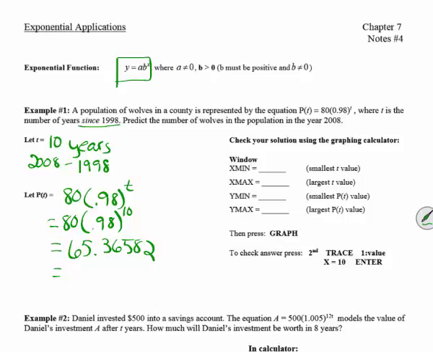Sometimes these problems are going to tell you to round. Sometimes the rounding is implied, right? We're talking about wolves, things that you can't have part of. So we would round that to 65 wolves.